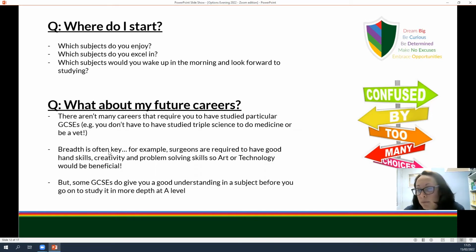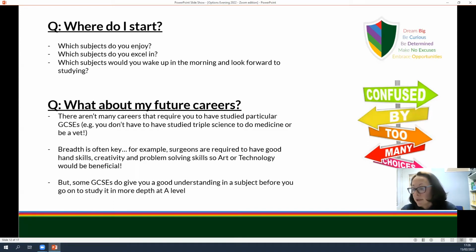The second thing is breadth is often key. So for your future career, you might decide right now, I do know what I want to do. I do want to become an architect, for example. I do want to become an engineer. That's great, but don't narrow down your courses specifically for subjects that you think they will require.